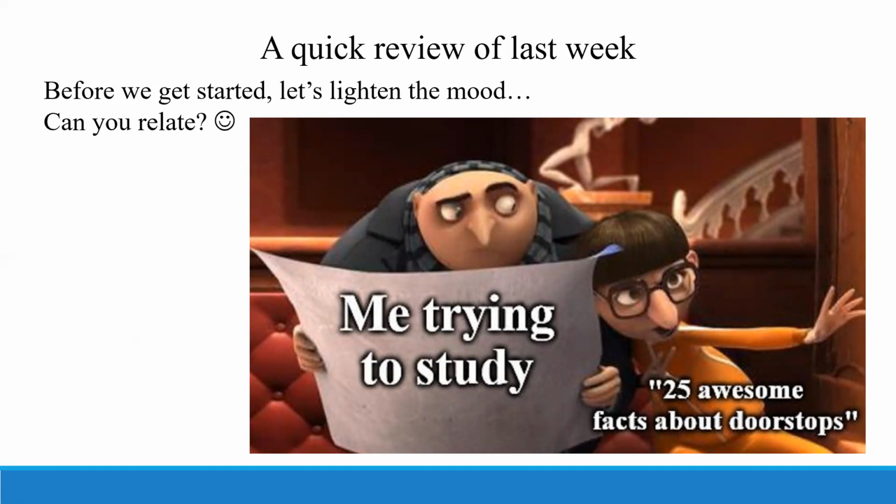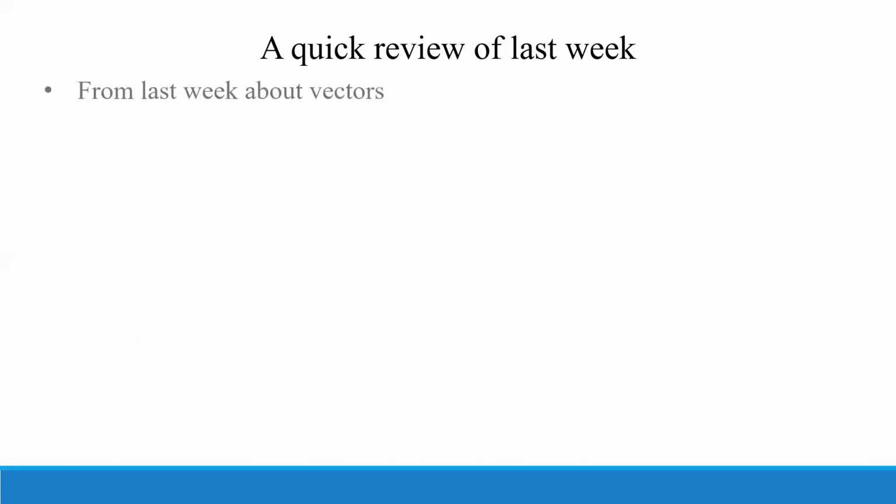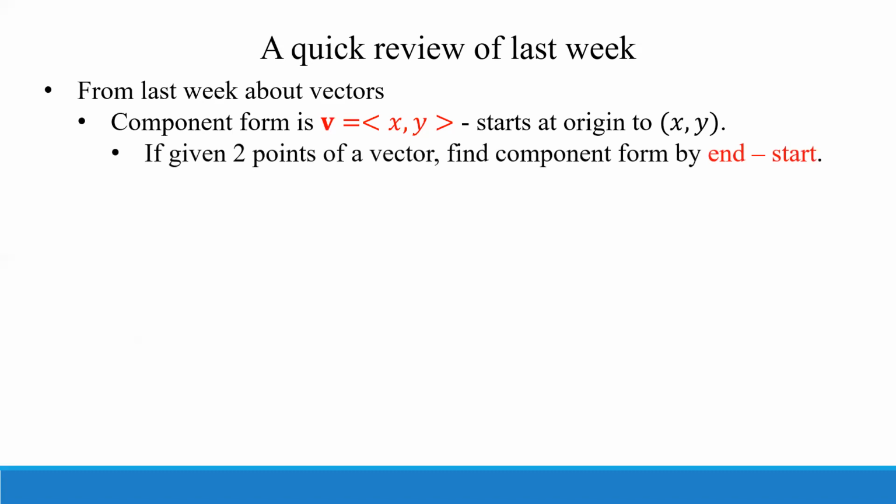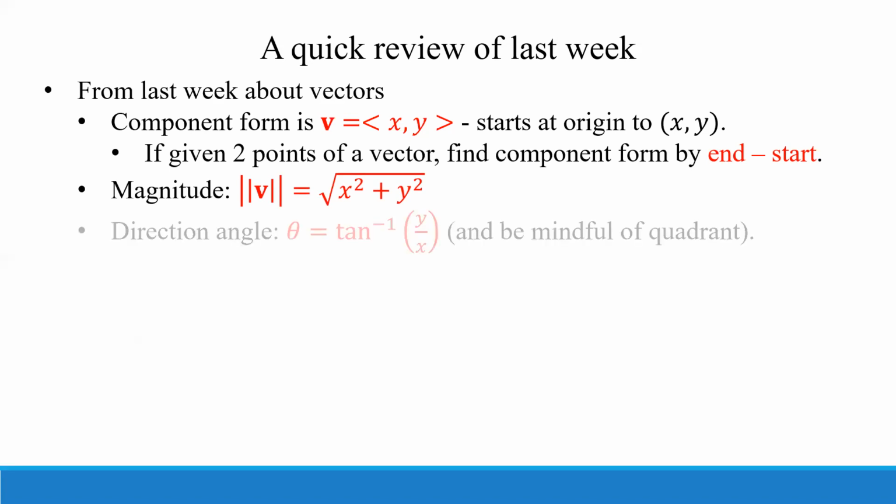So let's get into what we did last week real fast. We know component form is with those little pointy brackets. That means it starts at the origin and goes to the point x, y. Remember, if you're given two points of a vector, we find that component form by doing end minus start. I'm not going to have to worry about that today. I'm just going to give you the component form right off the bat. Remember magnitude, doing that notation with the double bars, which is the Pythagorean theorem. Direction angle, remember we found the direction angle by doing the inverse tangent. Of course, we have to be mindful of what quadrant we were in.